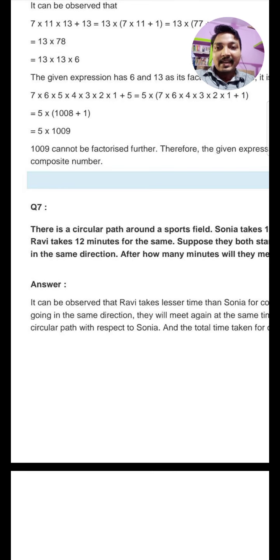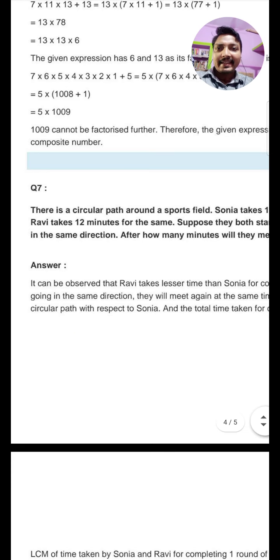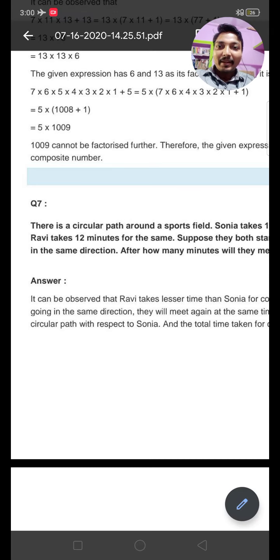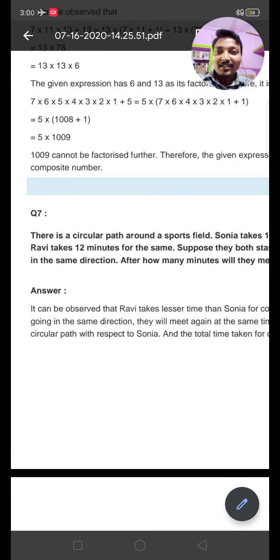As 5 is a prime number and 1009 is also a prime number, you just have to take them as prime numbers. Otherwise one can easily say 5 is a factor and 1009 is a factor, so the number has factors other than 1 and the number itself. So 100% the number is a composite number.